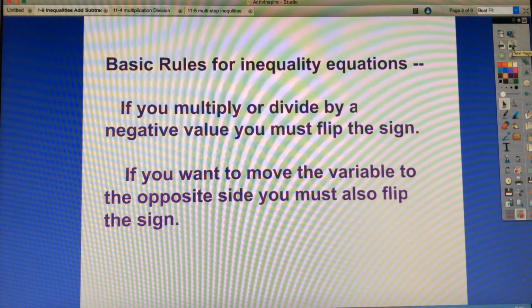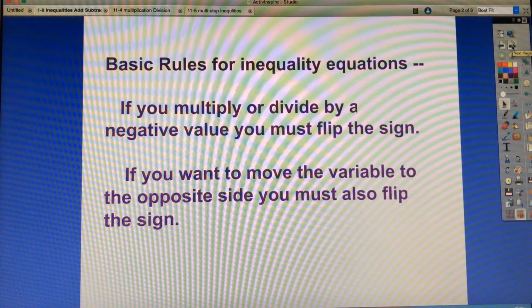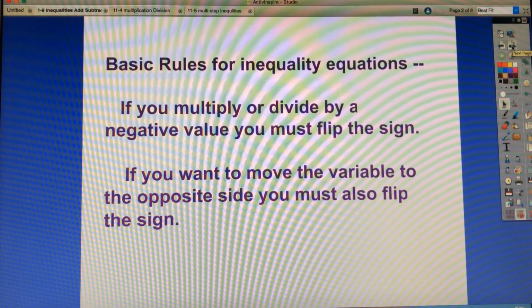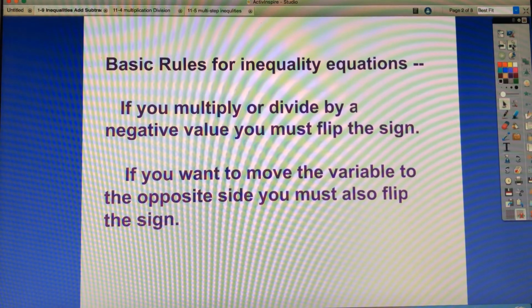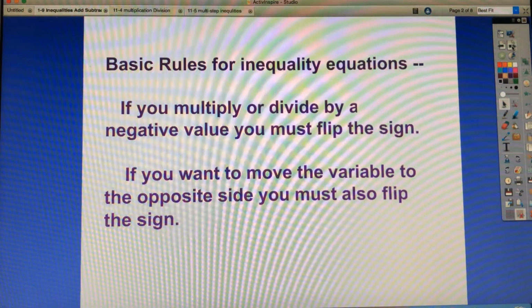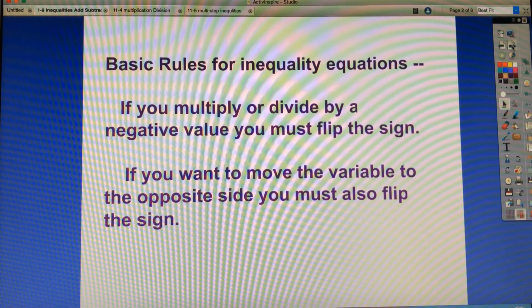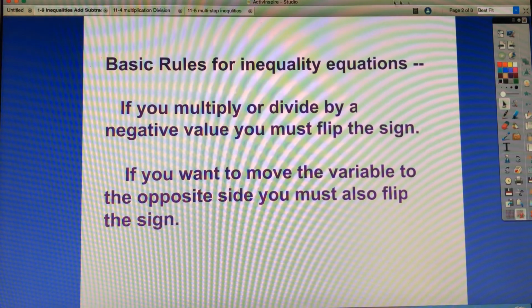Two basic rules for inequality equations, which are different than regular equalities. If you multiply or divide both sides by a negative value, you must flip the sign. If you want to move the variable to the opposite side, you must also flip the sign.